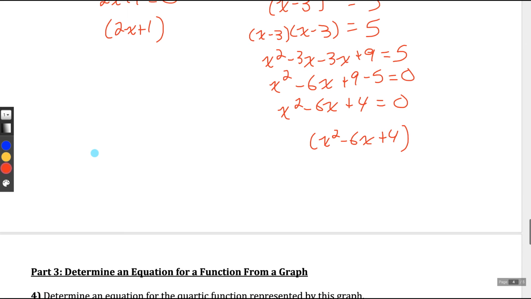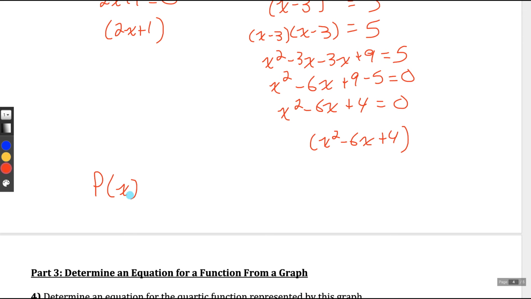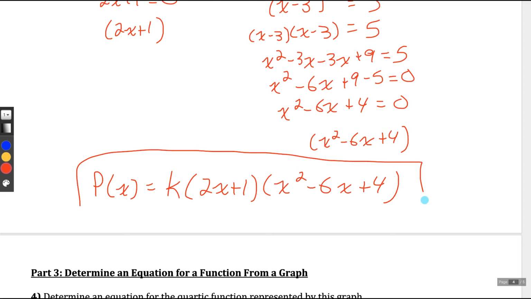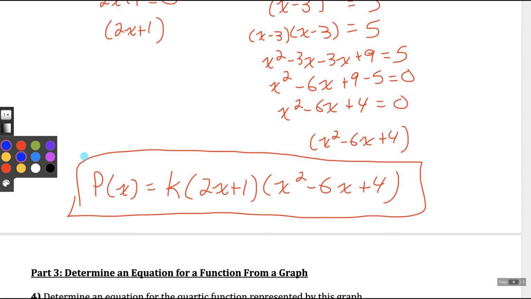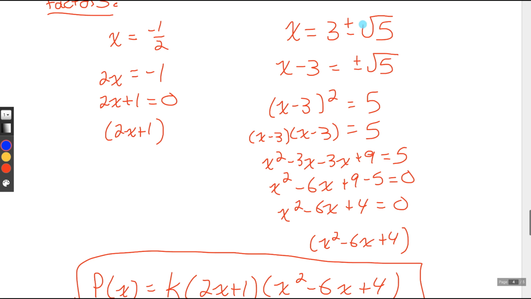So the equation for the family would be p of x equals k times 2x plus 1 times x squared minus 6x plus 4. That's the equation for the family that has x-intercepts at negative a half coming from that factor and 3 plus or minus root 5 coming from that factor. And of course this factor doesn't simplify, right? Nothing multiplies to 4 and adds to negative 6, because we know it has irrational zeros, so it's not factorable.